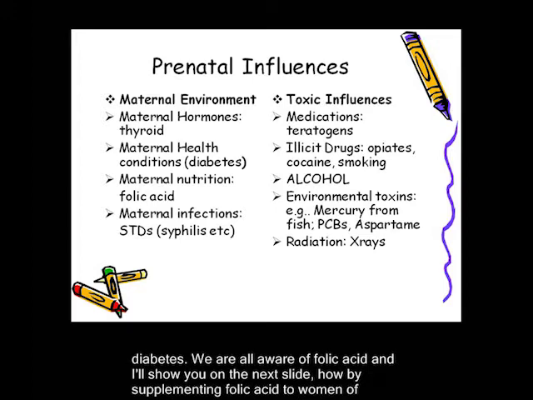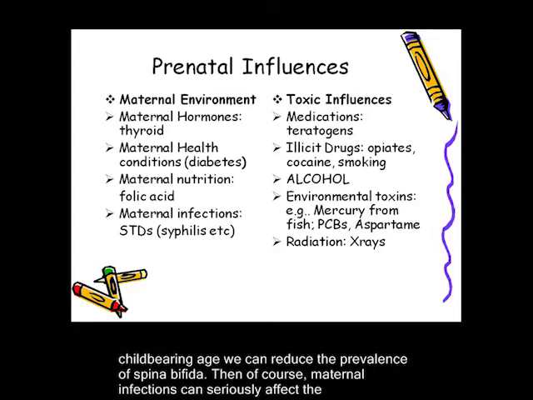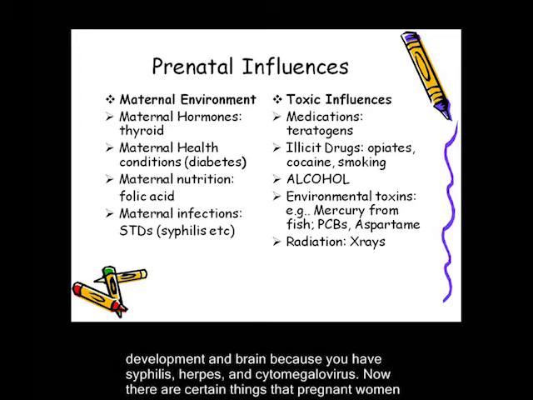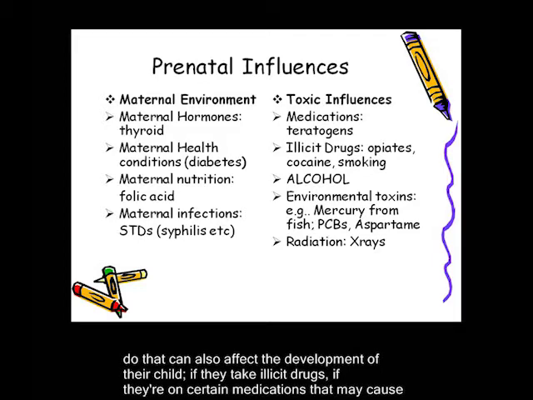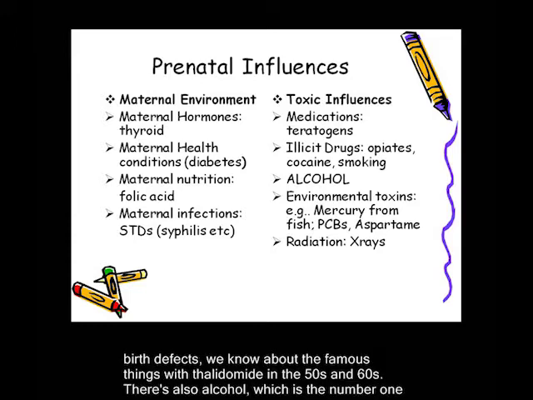We're all well aware of folic acid, and I'll show you in the next slide how by supplementing folic acid to women of childbearing age, we can reduce the prevalence of spina bifida. And then, of course, maternal infections can seriously affect development and brain because you've got syphilis, herpes, cytomegalovirus, things like that, the TORCH infections as they call it. Now, there are things that pregnant women do that can also affect development of their child. If they take illicit drugs, if they're on certain medications that may cause birth defects. We know about the famous things with thalidomide in the 50s and 60s.